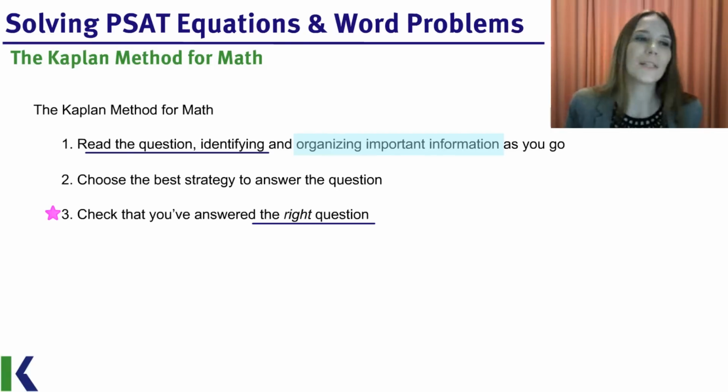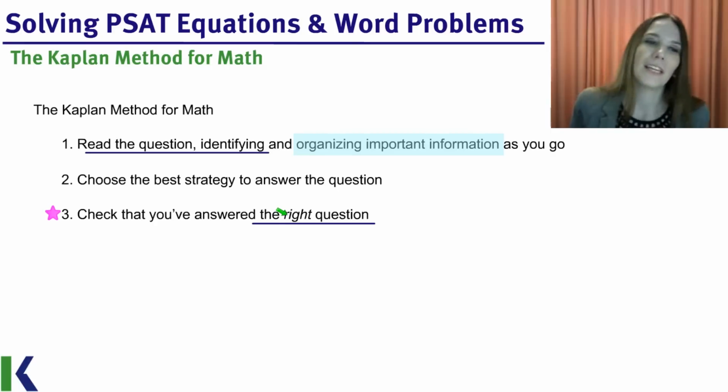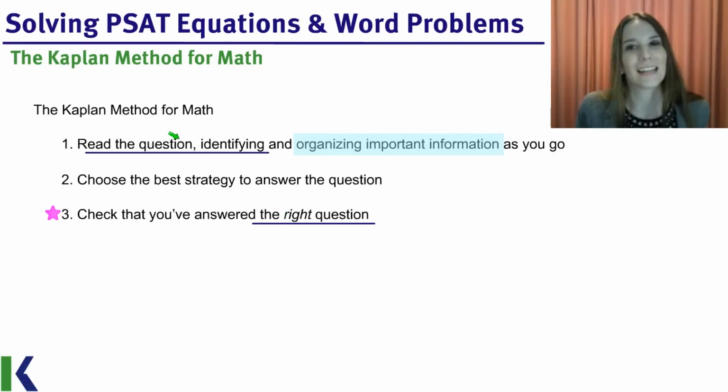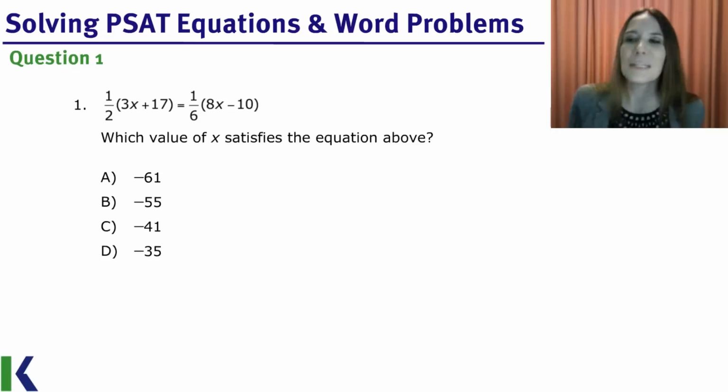So we always want to go back and say, all right, I have found something. I've done some math. Did I find what the question wanted? You can go back to what you underlined in step 1, check it, and if you have, good job, you're ready to go. And if not, then you've caught yourself and given yourself the opportunity to make some corrections. So let's put this into practice with question number 1.